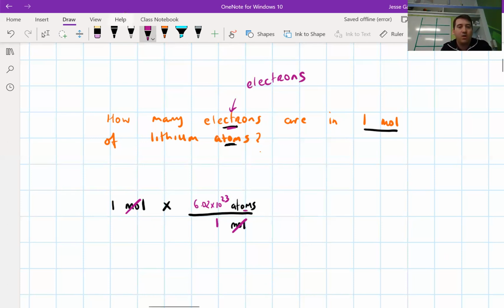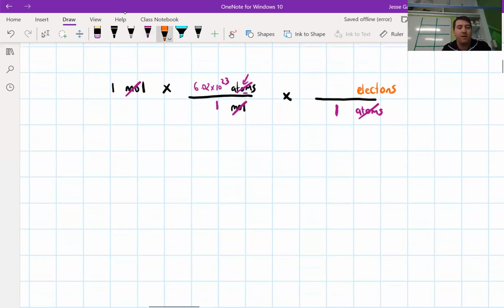So that means we need to do another fraction, multiplied by, where this time we've got atoms left here, so we want to get rid of that. So we put atoms on the bottom so that they will cancel out like that. And this time we want to know the relationship between atoms and the number of electrons. How many electrons are in each atom? So if I had 1 atom, how many electrons would that be? Now, this depends entirely on what the atom is. The atom is lithium, so we need to do a little bit of rough work here.